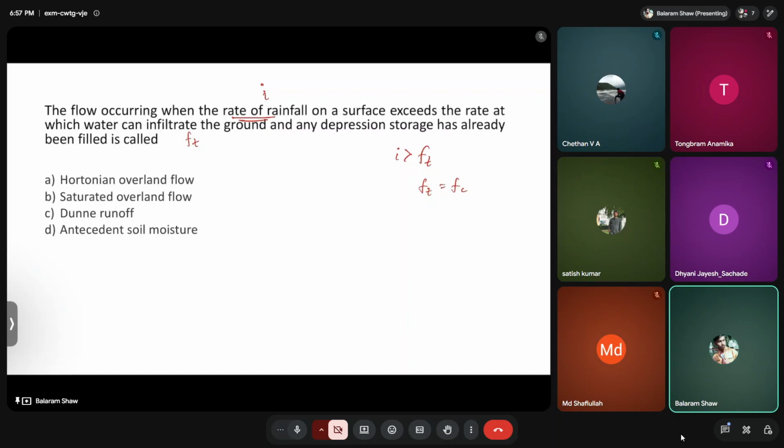Okay. So the correct answer for this question will be Hortonian overland flow, or we call that infiltration excess overland flow or unsaturated overland flow. So when the soil is saturated and the depression storage is filled and the rainfall is still continuing, then whatever runoff happens, we call that saturated overland flow or Dunne runoff. Okay, is it clear?